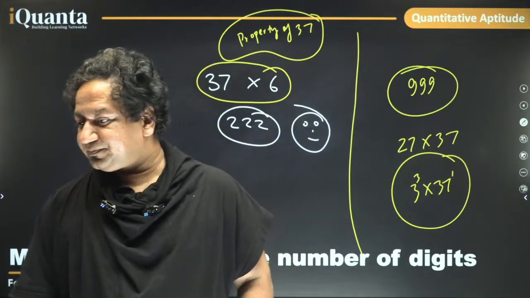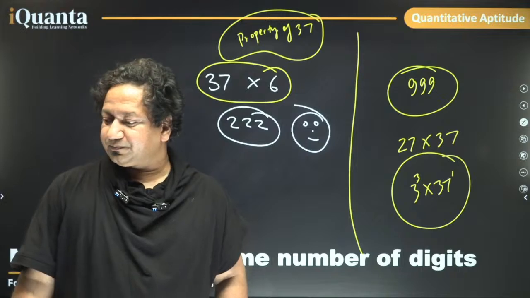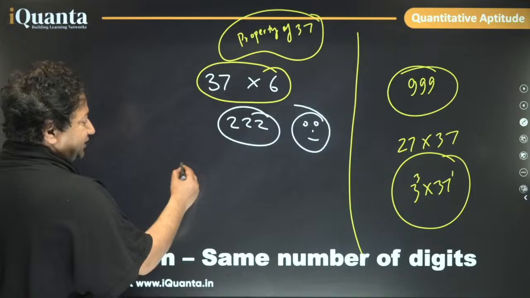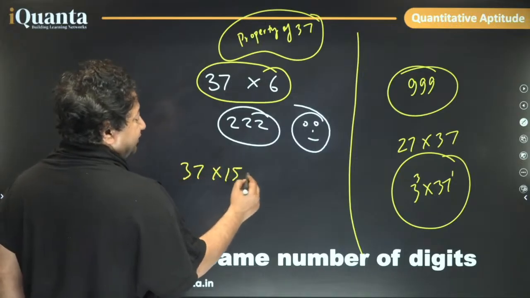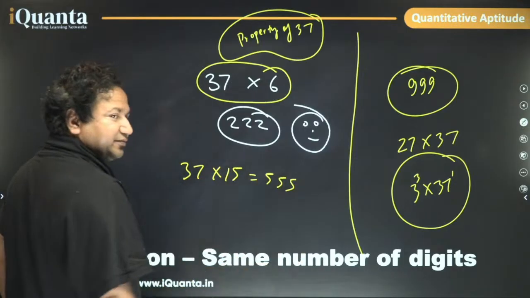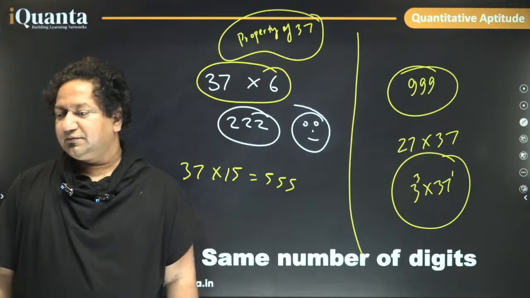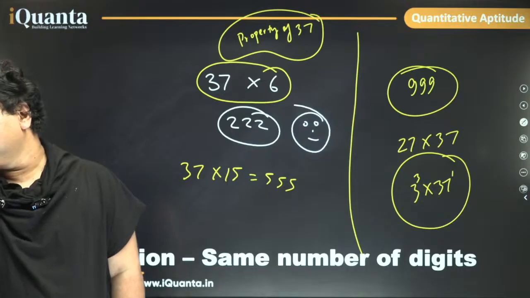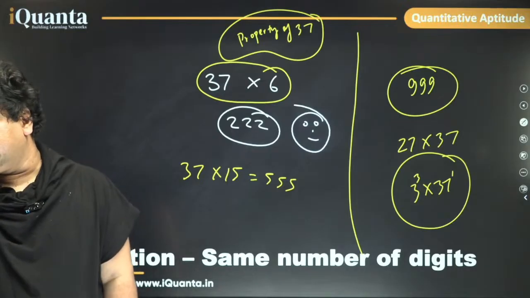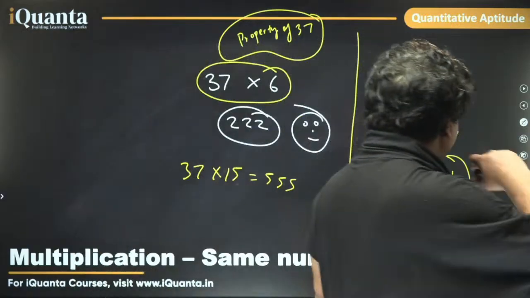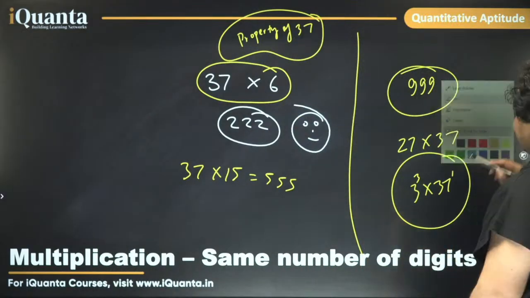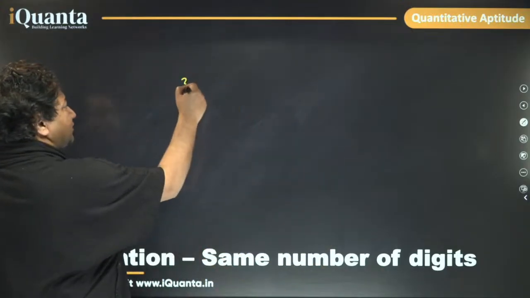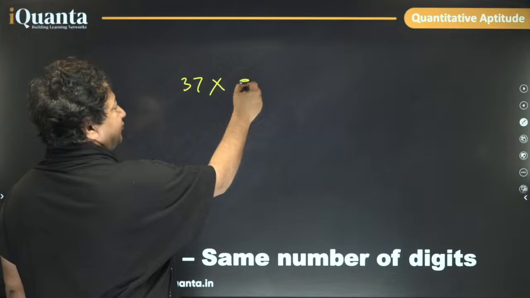Isn't it? Got it? 37 into 15 is 555. Cool. Do you get that? If it's a 3-digit number. If it's a 4-digit number, then how will it look like? By now you all have learned the art of carrying forward. So let's say 37 multiplied by 54.